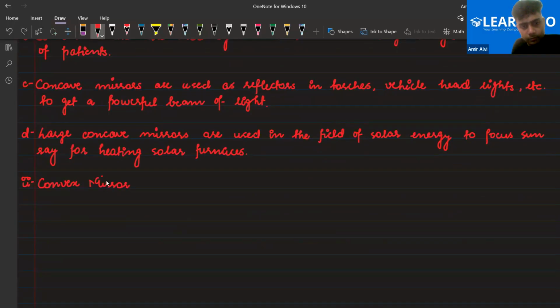Convex mirror. So convex mirror is also called the diverging mirror because it spreads out the light. Okay. You must have seen that suppose the light rays are like this, so it basically spreads out like this. Okay.